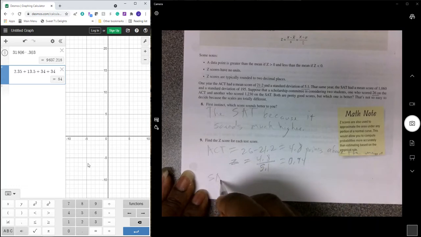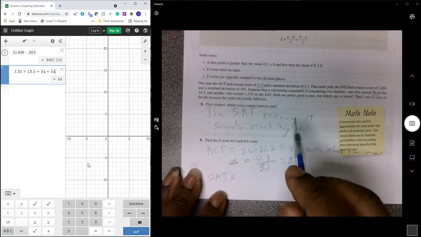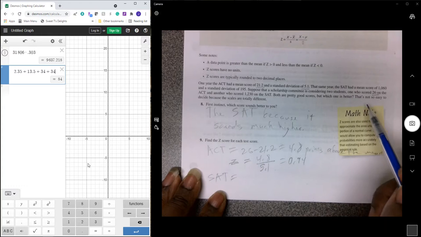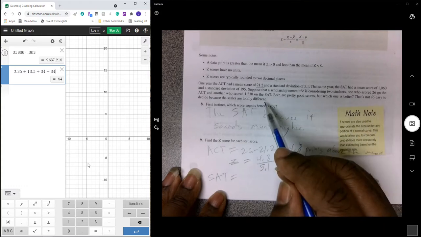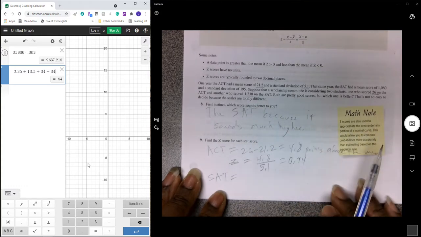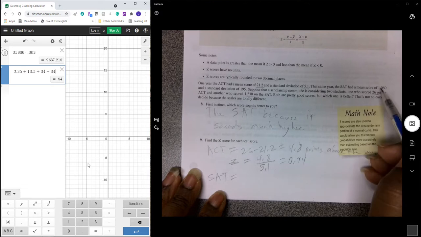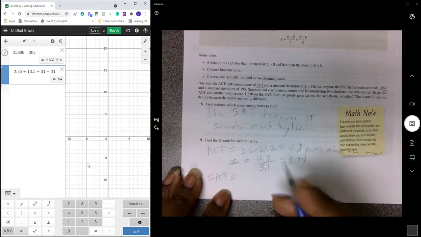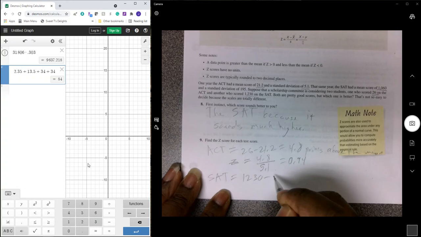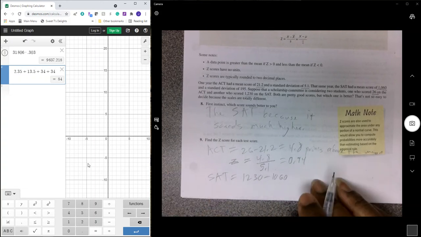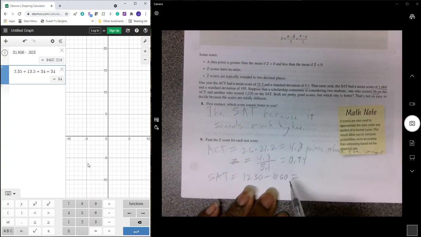Now we would do the SAT. We're told here that this person scored a 1230 and that the mean score is 1,060. So we do 1230 minus 1,060, which would be 170.